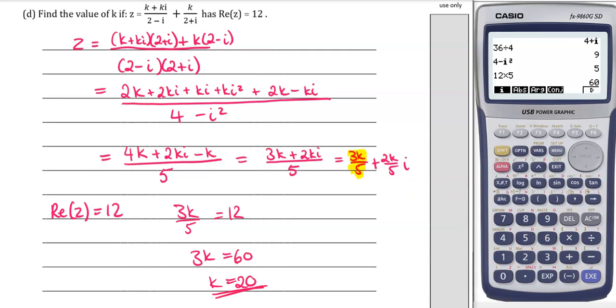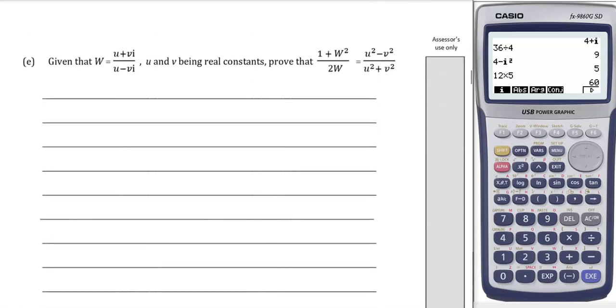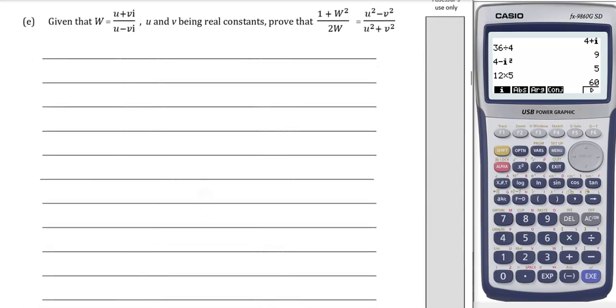So k must be 20. All right. Given that w is this, where u and v are real constants in these imaginary numbers, we want to prove this. Okay.